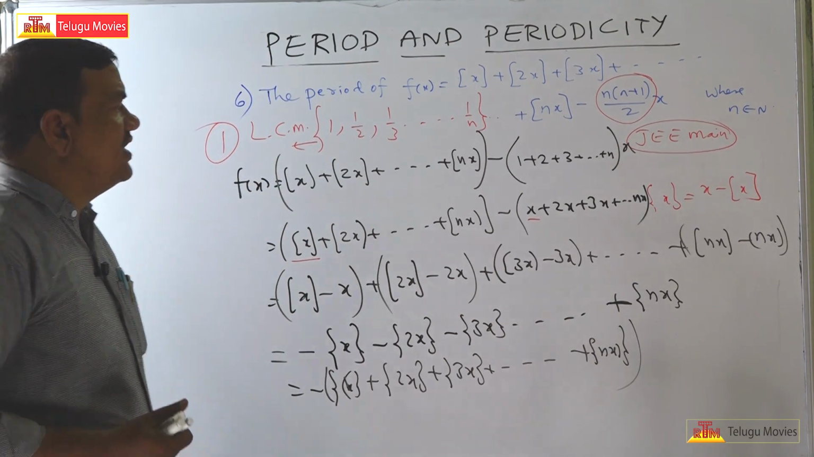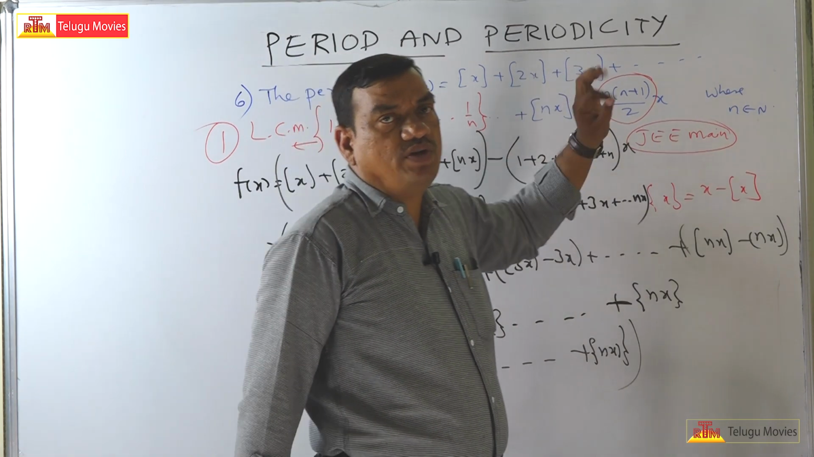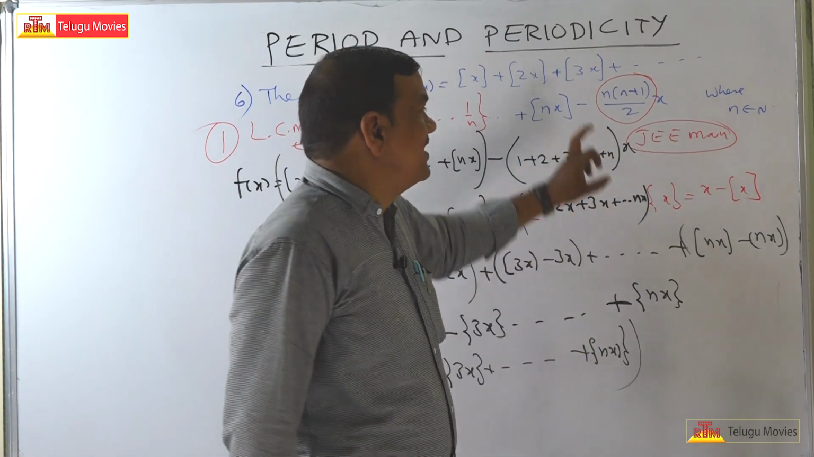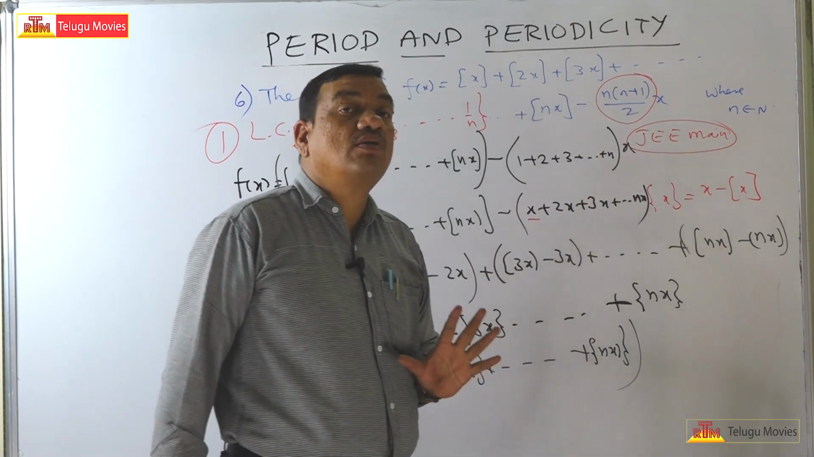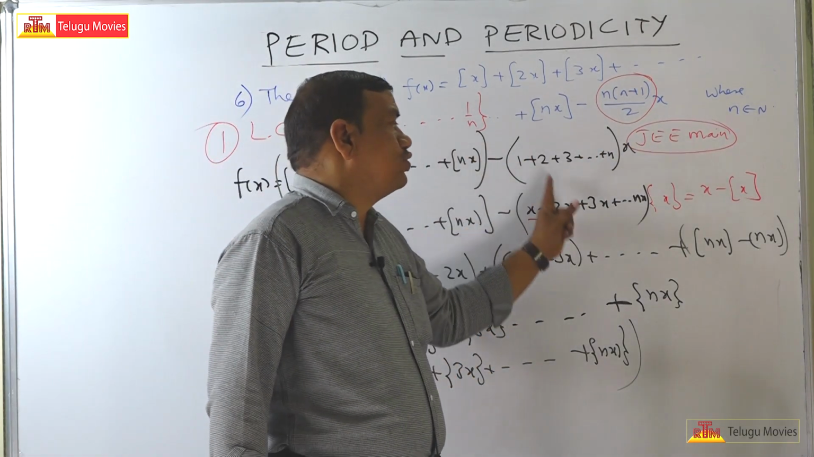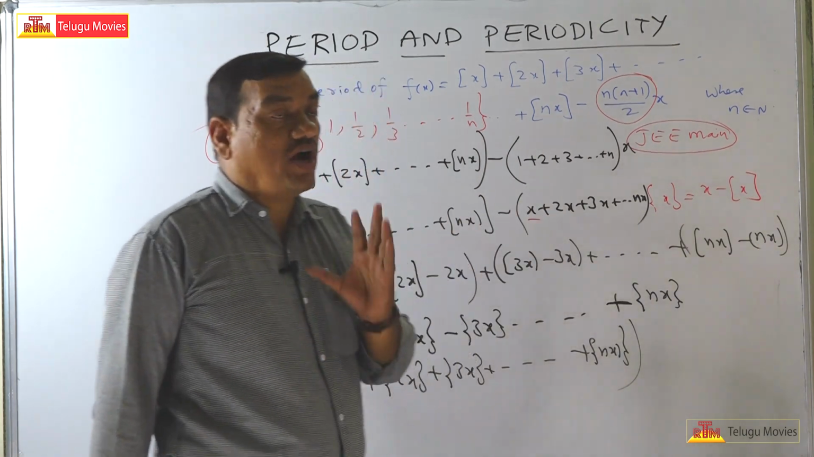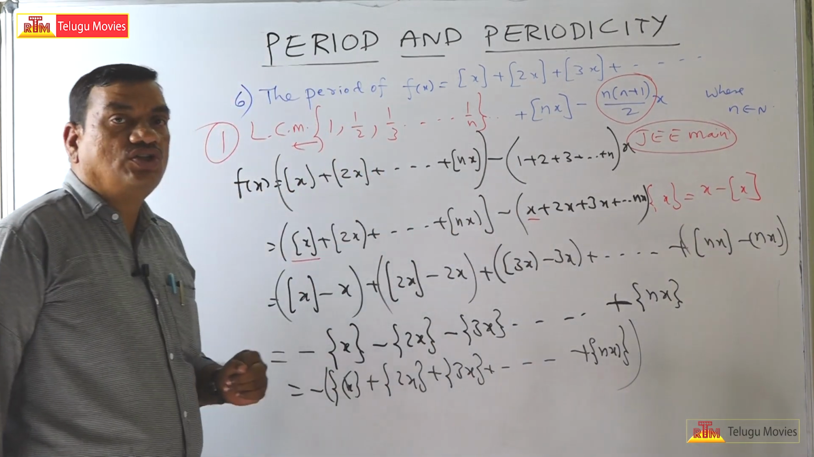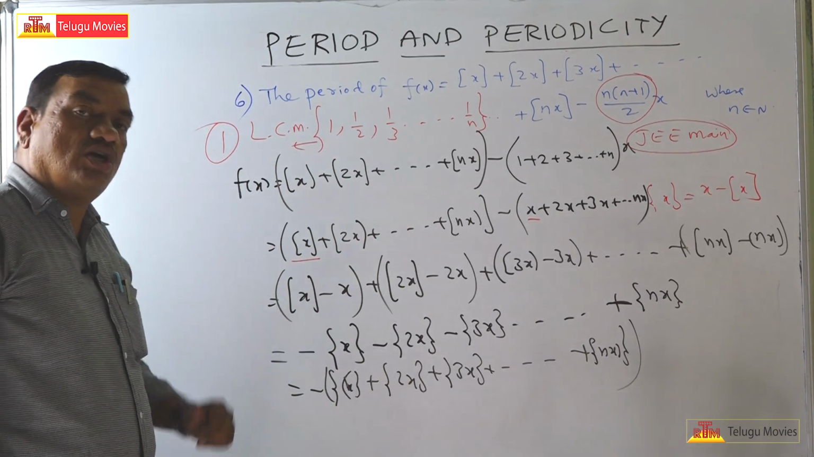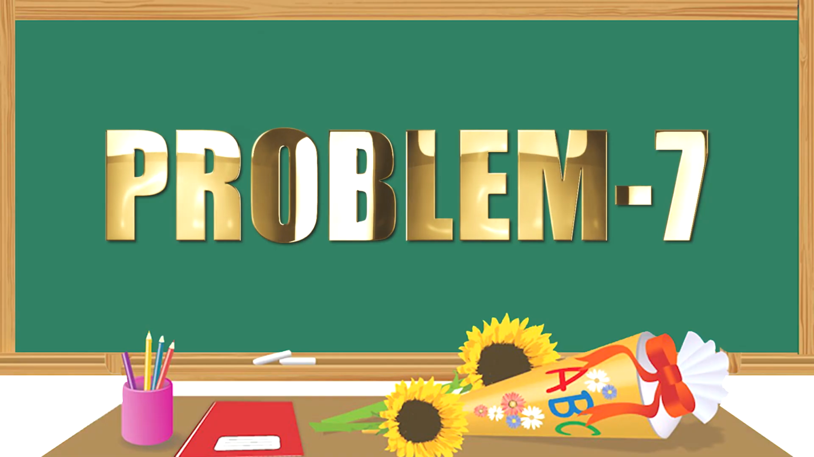The only thing is, for this problem to be solved, the first idea you have to get is n times (n plus 1) by 2. That is the sum of the first n natural numbers, 1 plus 2 plus 3 and so on up to n. If you get that idea, the solution is very, very easy. I hope you understand this solution. Let us go for the next problem.